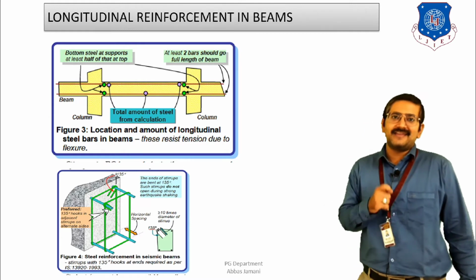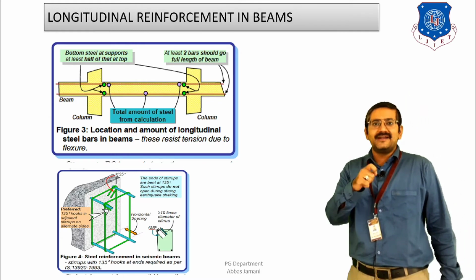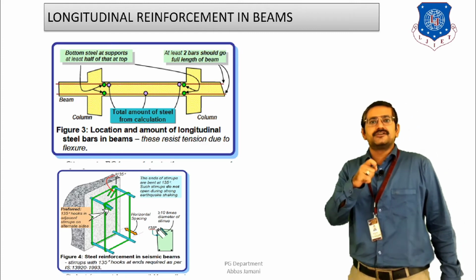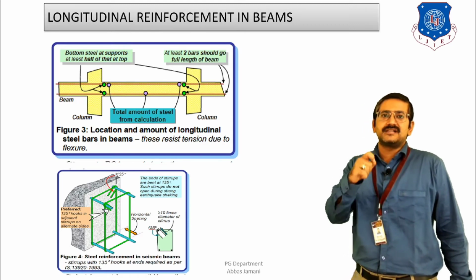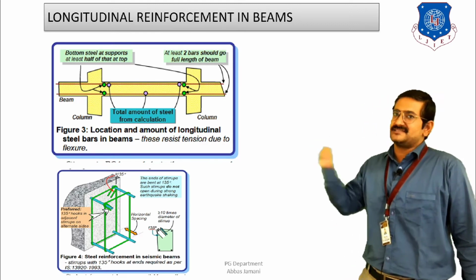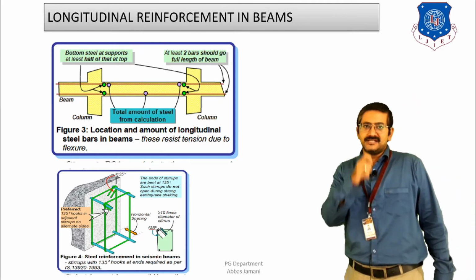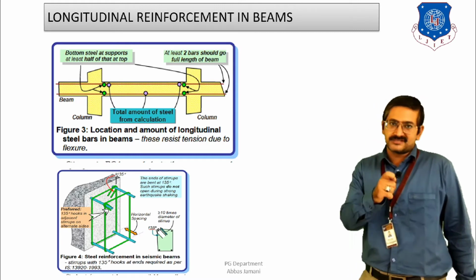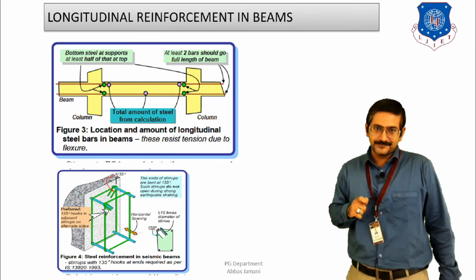Then the other guideline that the code is telling is that the minimum amount of longitudinal steel throughout the beam should be at least 25% of the total steel that you are going to provide at the tension face near the support, right? Again I am repeating, the minimum longitudinal steel to be provided throughout the beam should be at least 25% of the total steel that you are going to provide near the support section, right?